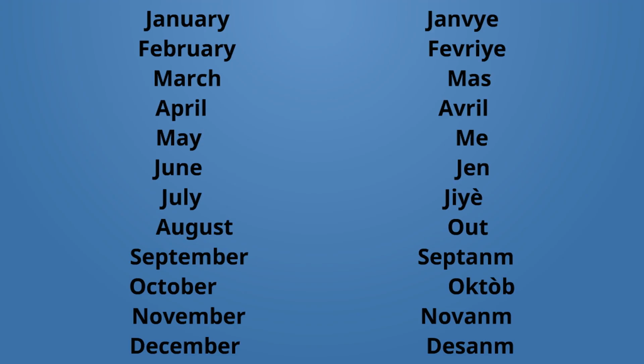So we have Janvye, Fevriye, Mars, Avril, Mai, Juin, Jiyè, Août, Septanm, Oktòb, Novanm, Desanm.